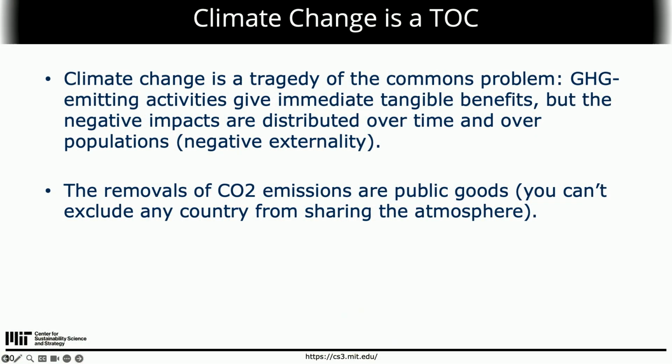And it should be noted that the removal of CO2 emissions, which typically is through planting trees, is a public good. You can't exclude any country from sharing the atmosphere. So if one country decides to plant a load of trees, you're not excluding anyone else from getting the benefits from less CO2 in the atmosphere, and there sits something called a free rider problem. People will sit on the back of policies of other countries and think, well, I don't need to do anything because they're planting lots of trees over there.